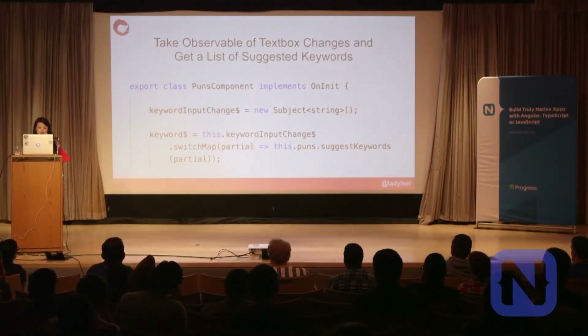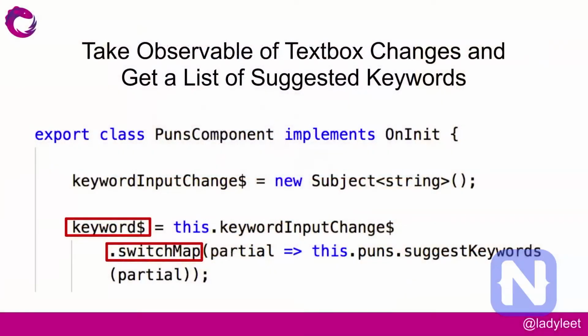In order to do that, we're just creating a property called keywords here. Whenever there's a text input change, we're asynchronously getting a set of suggested keywords by calling suggested keywords on our service. The suggested keywords method is going to return an observable of arrays of strings. Then we're using switch map to change our stream of text input changes into a stream of suggested keywords.